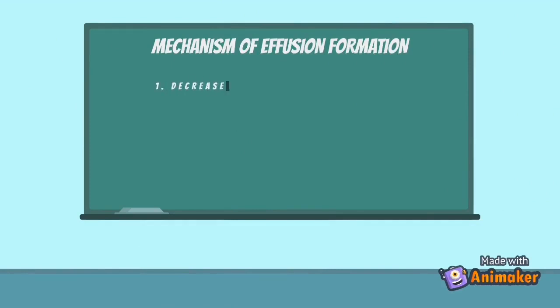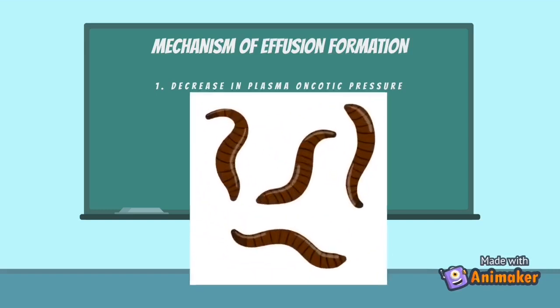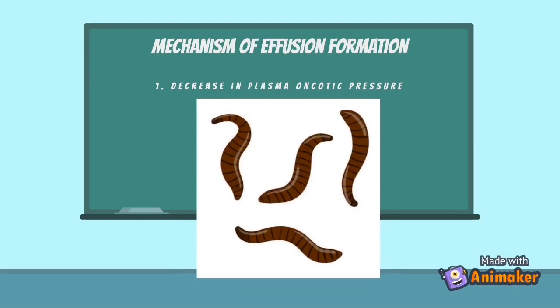The first one is decrease in plasma oncotic pressure. Oncotic pressure refers to the force that is exerted by albumin and other proteins in the blood vessel. This occurs when there is loss of plasma protein, specifically albumin, from the blood vessel, causing hypoproteinemia, and this pressure will drop with subsequent accumulation of fluids. There are several causes of hypoproteinemia. Blood-sucking parasites can cause leakage of protein into the abdominal area.